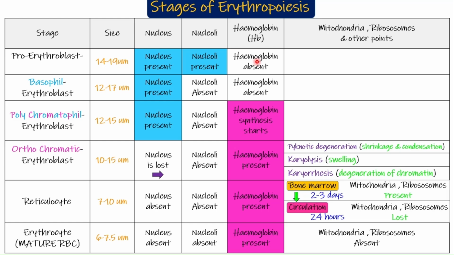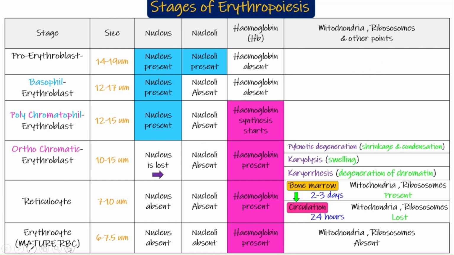The hemoglobin will start appearing, and it will get rid of the mitochondria and the RBCs. Okay, so in the stages we have to focus on 3 to 4 things. These stages are very easy. We have to focus on which stage the nucleus is present, whether hemoglobin is present, or whether mitochondria or RBCs are present or absent.